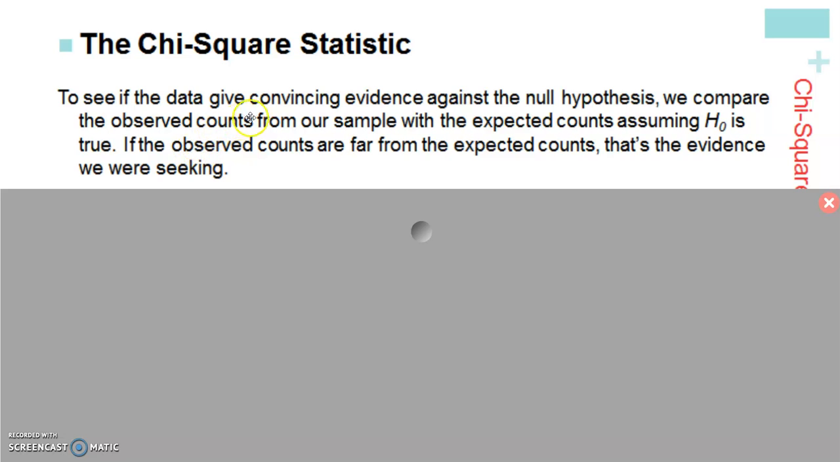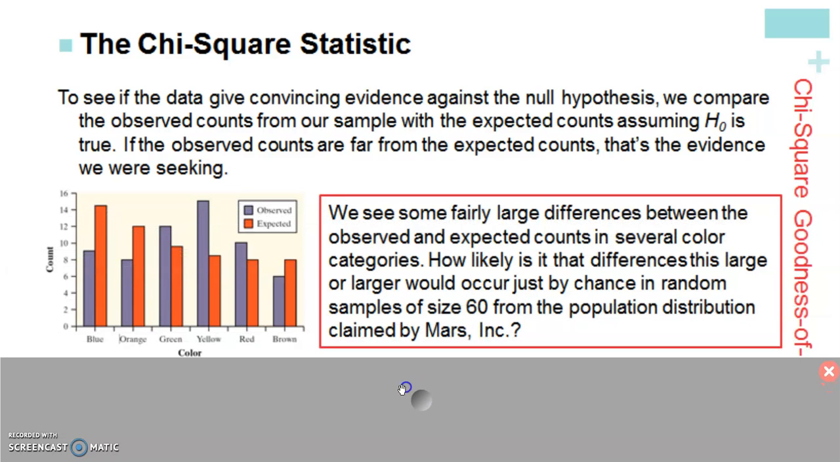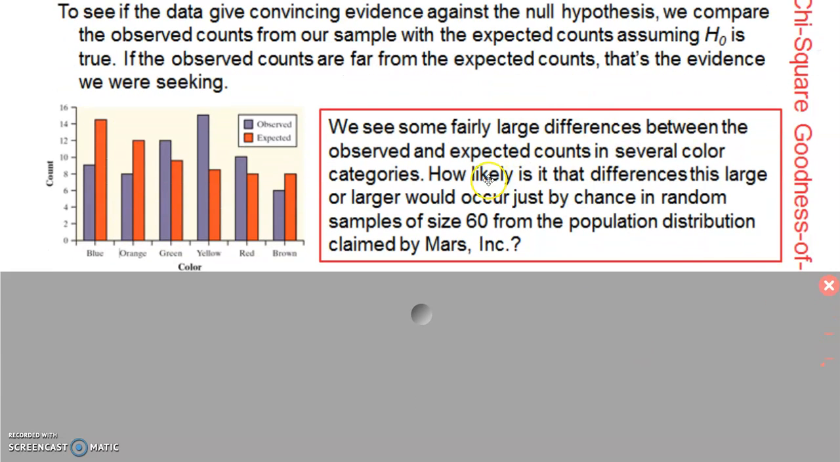Next, I would then see if this data gives convincing evidence by comparing the observed and expected counts. So the farther away they are, the more evidence that is, that the null hypothesis is not true. So you can see blue, I'm pretty far away. Yellow, I'm also pretty far away. Those are probably my 2 biggest differences. So we see some fairly large differences, but how likely is it that differences this large would appear just because we took a random sample of 60.